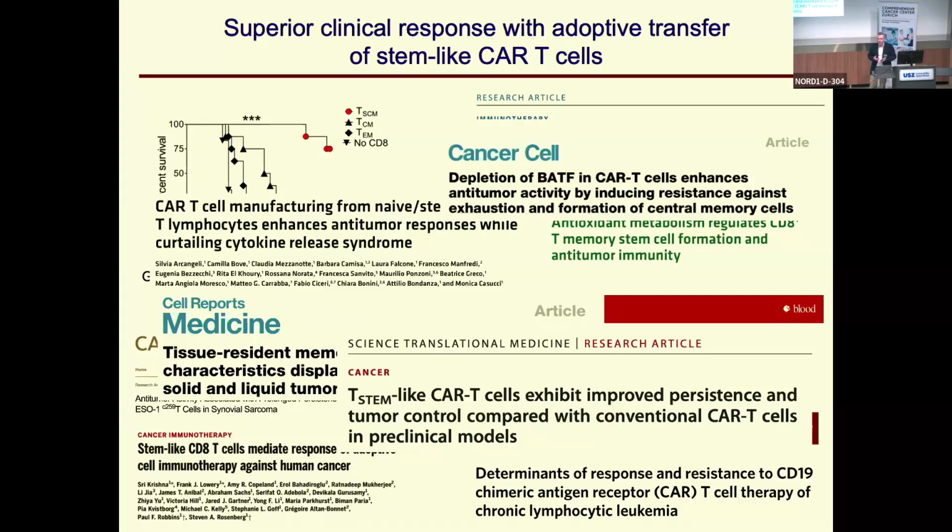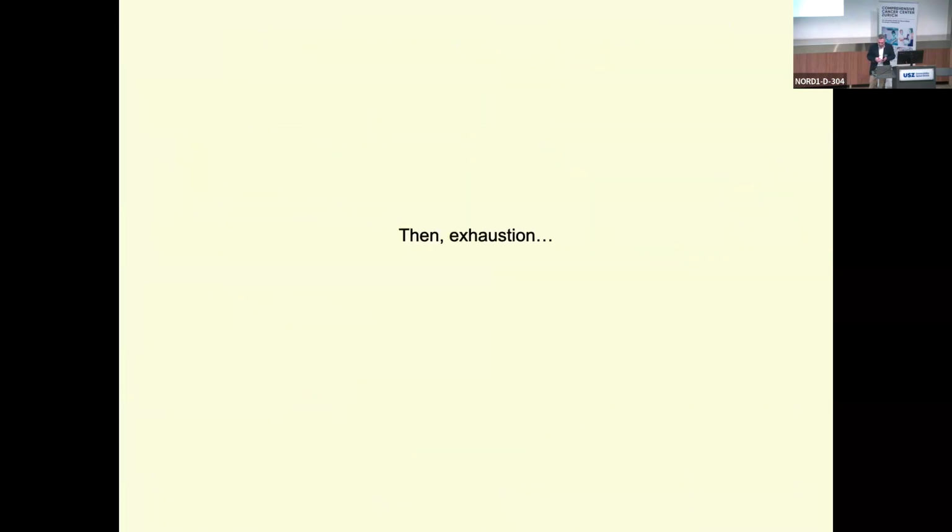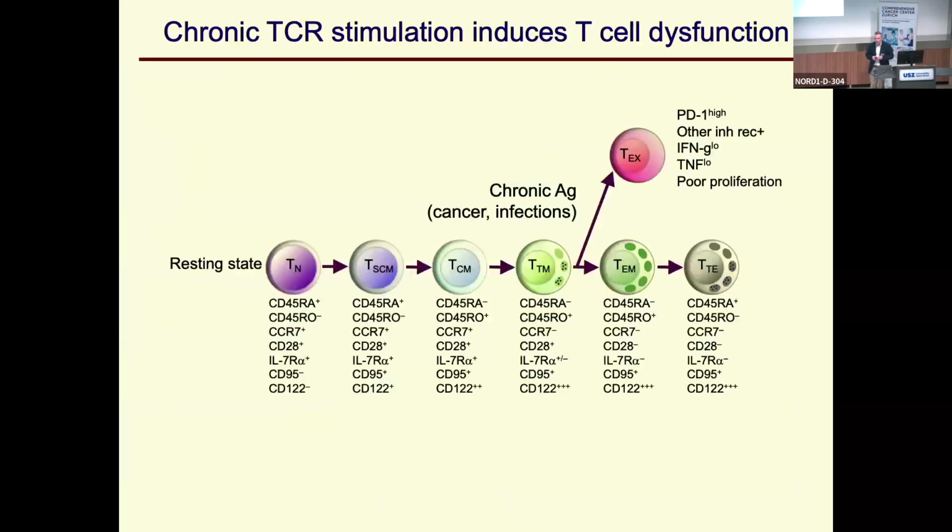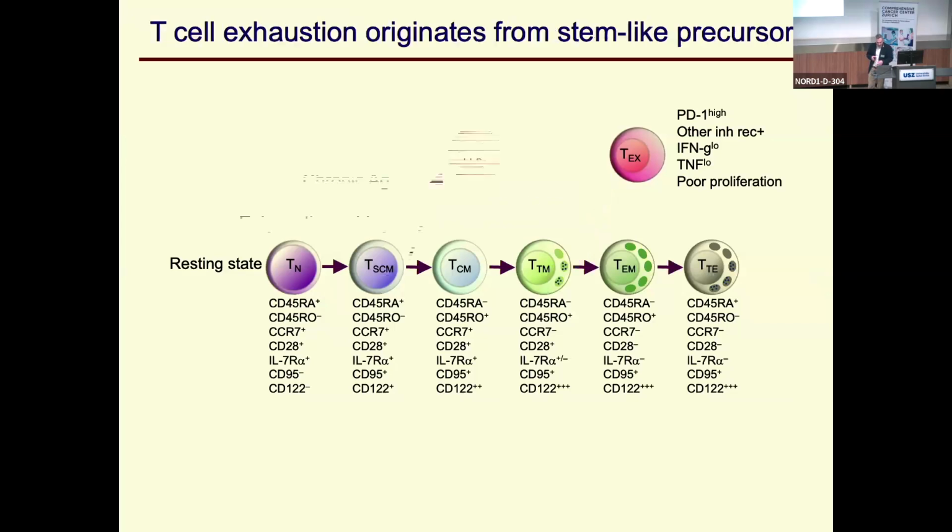Obviously, when we're treating tumors, we have a huge issue that many people talked about today, which is exhaustion. So where do we place exhaustion in the differentiation program? We know that exhaustion is characterized by high expression of inhibitory receptors, lower proliferative capacity, and lower capacity to produce effector cytokines. Initially, we thought that exhausted cells developed from highly stimulated effector cells after chronic stimulation, but there's nothing more wrong than that, apparently.